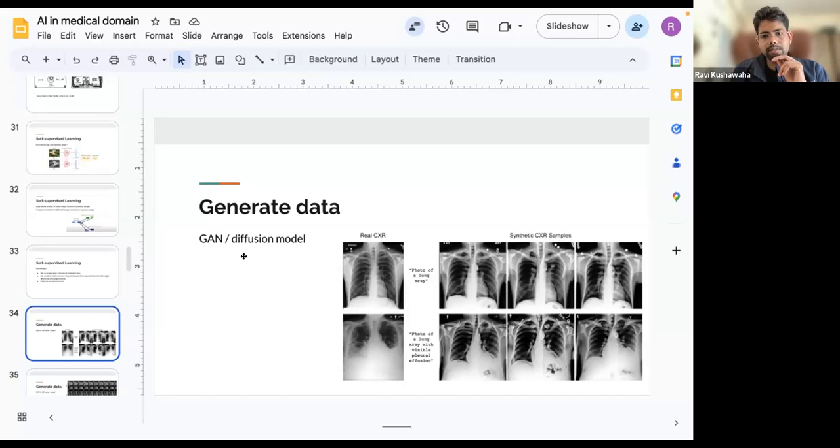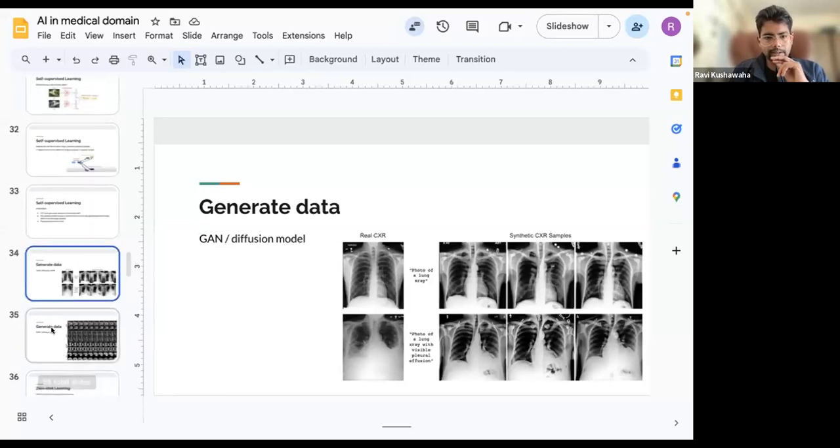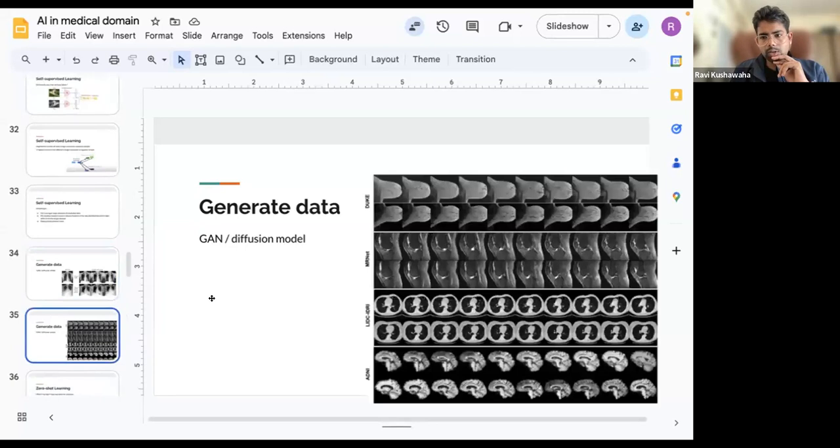So we are generating more data through GANs, that is generative adversarial networks, and diffusion models. These are also areas of hot research right now. So we generate more data. Like here we can generate tissue data. These are brain cells and the 3D brain data we have generated. So we can generate data in any domain, medical or other fields as well.